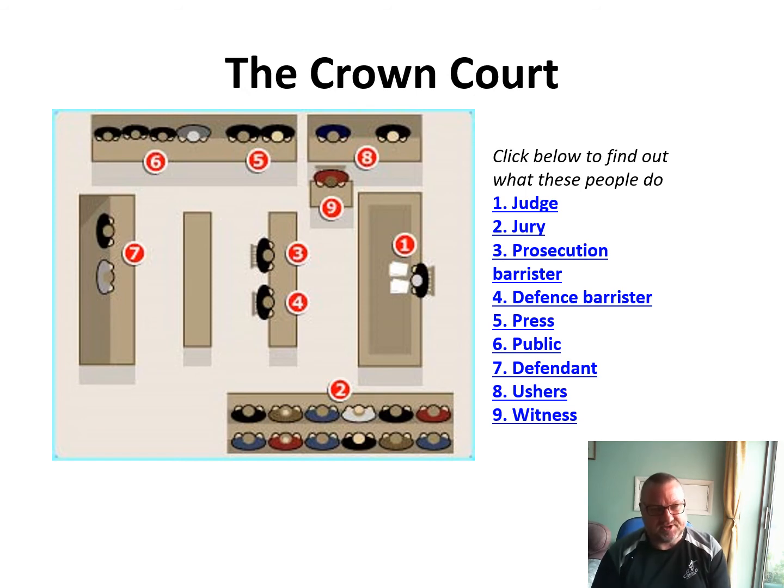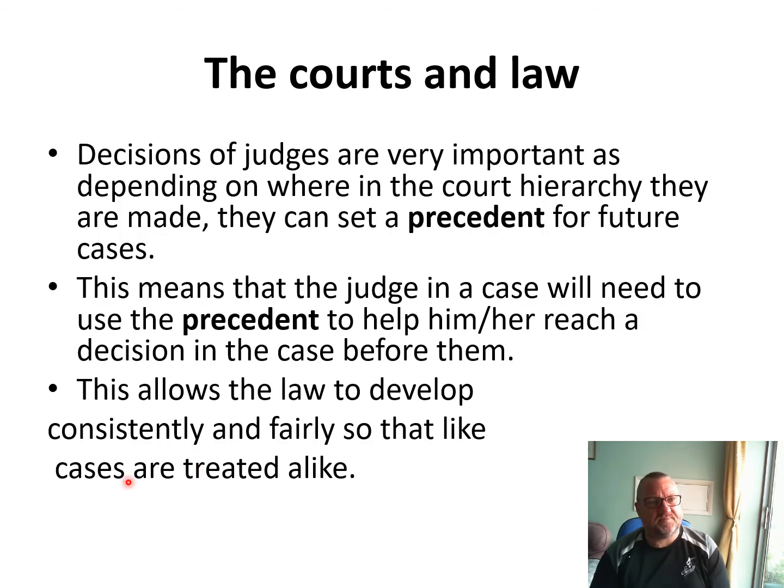Okay, so let's look at our Crown Court in more detail. We know already that judges' decisions are really important because legal precedents can be set for future cases. Okay, and of course we know that when sentencing, judges will use precedents set in previous cases to ensure that the sentence they carry out matches sentences that have gone before. And what this allows is the law to develop consistently and fairly so that all cases are treated the same. Everyone's equal in the eyes of the law.